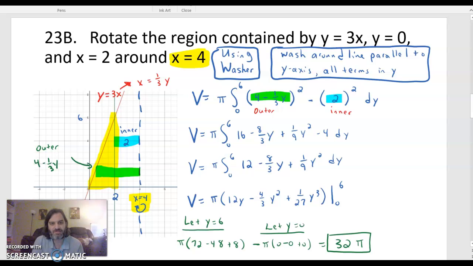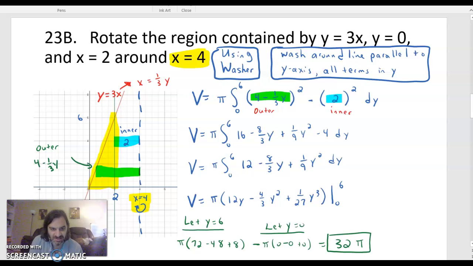Hey, we're going to walk through a problem here. It says rotate the region contained by y equals 3x, y equals 0, and x equals 2. And we're going to rotate that around the line x equals 4 and calculate the volume of the figure created. So I'm going to do this using both washer first, and then I'm going to use shell afterwards.